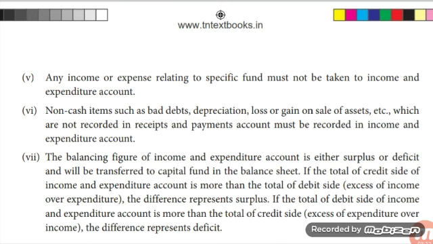If the total credit side of income and expenditure account is more than the total of debit, the difference represents surplus. If the total of the debit side of income and expenditure account is more than the total of credit side, the difference represents deficit. Okay, this balancing figure is transferred to the capital fund.